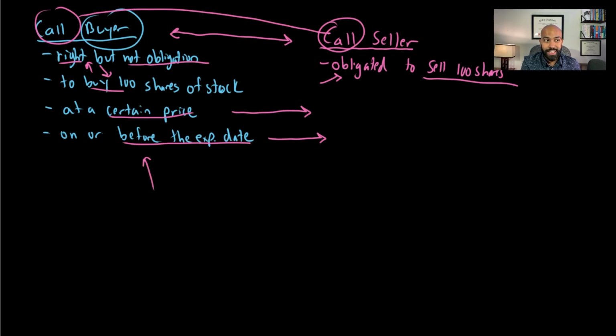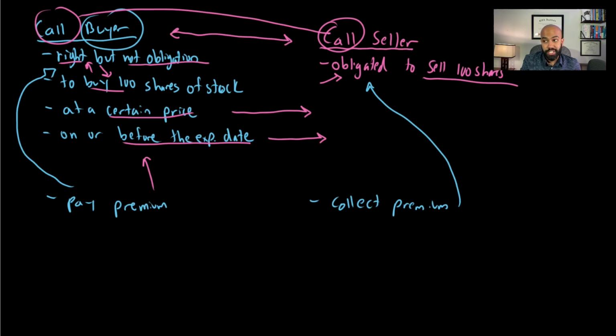And so the thing is, this buyer has to pay a premium to get this right. Now the seller gets to collect this premium to accept this obligation. So based on what you're trying to accomplish, you can choose to be either a buyer or you could choose to be a seller. Now let's look at an example.